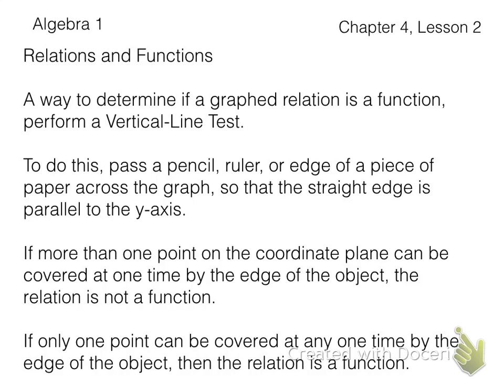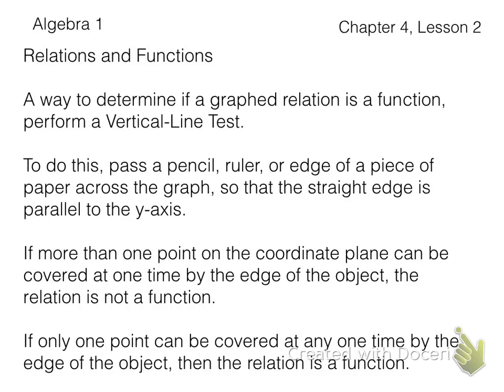Now, there's a way to test if something's a function without recording the domains and ranges if it's already graphed. So a way to determine if a graphed relation is a function is to perform a vertical line test. If you can hold up a pencil or a ruler and it needs to be going up and down, it can't be going left to right. So up and down, and you're going to pass the pencil or ruler, or even an edge of paper as long as it's straight, and it has to be parallel to the y-axis.